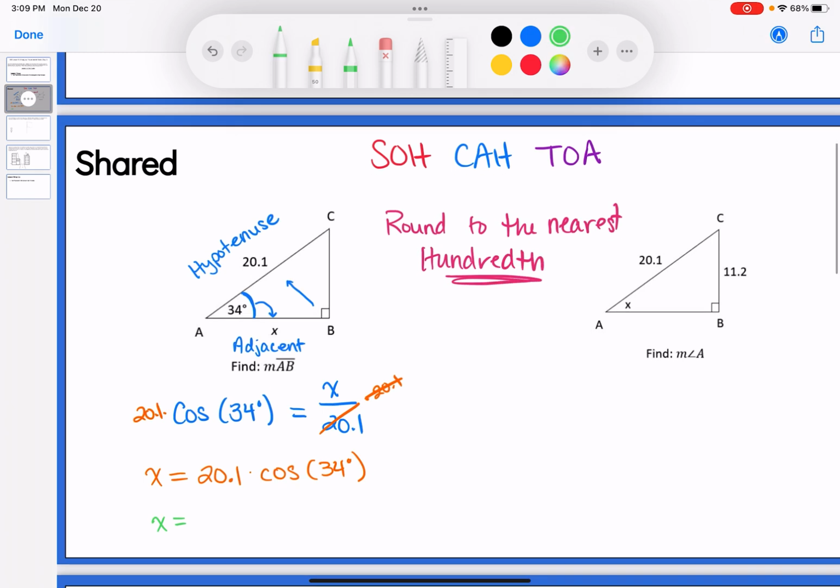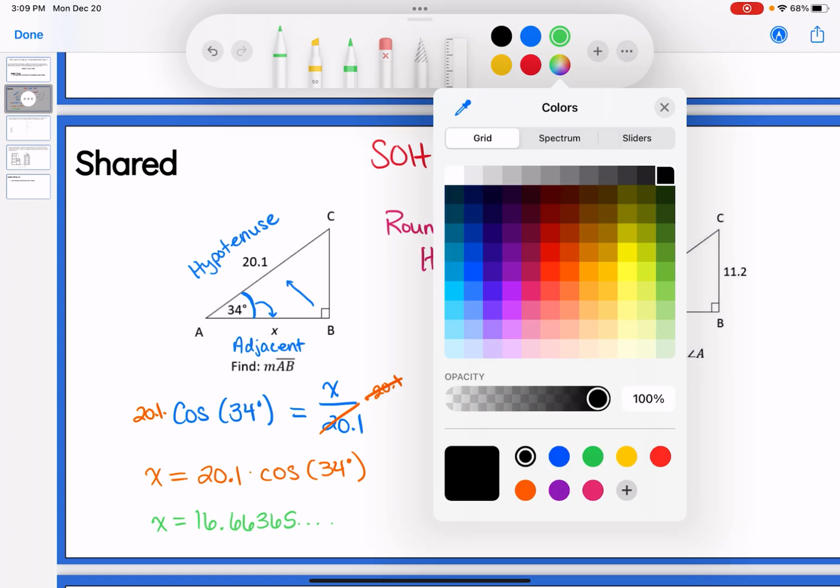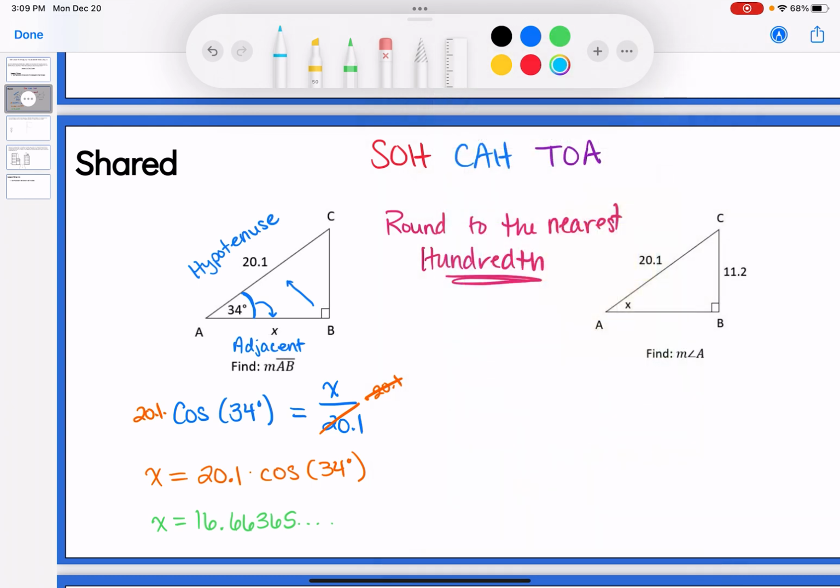So if I just copy exactly what it was on the screen, it was 16.66365, etc., etc., etc., right? So if I want to round to the nearest hundredth, then I'm going to look at the second decimal place, right? 16.66. Yes, the one after it is not telling me to round up at all. So my final answer would say that X is about 16.66. And that will be my final answer.